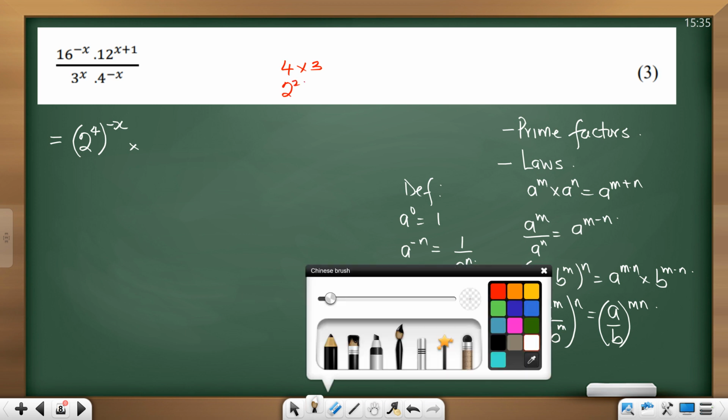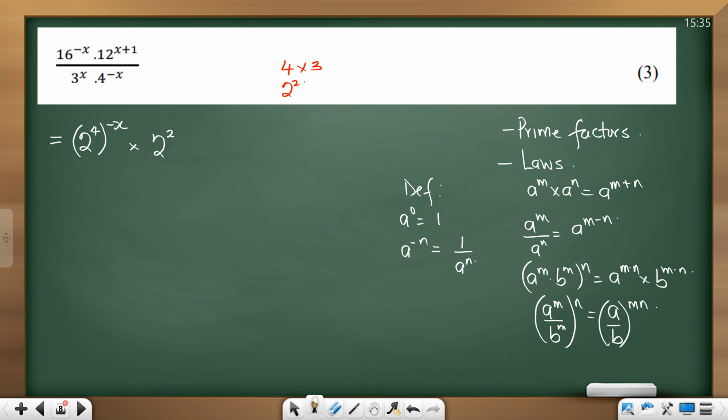You can use your calculator to do the factors. So we have 2 squared. Remember, I am using prime. And x plus 1 at the top there, over 3 to the power x times 4, which can be written as 2 to the power 2. Always start by using brackets.